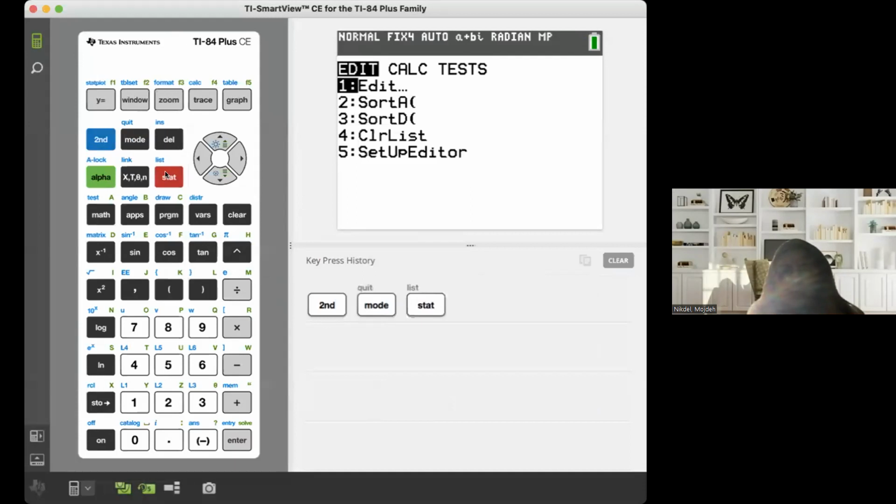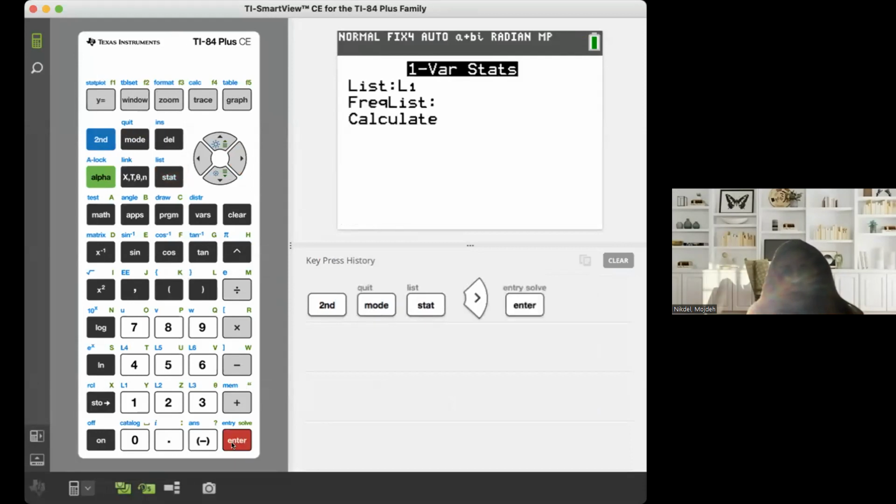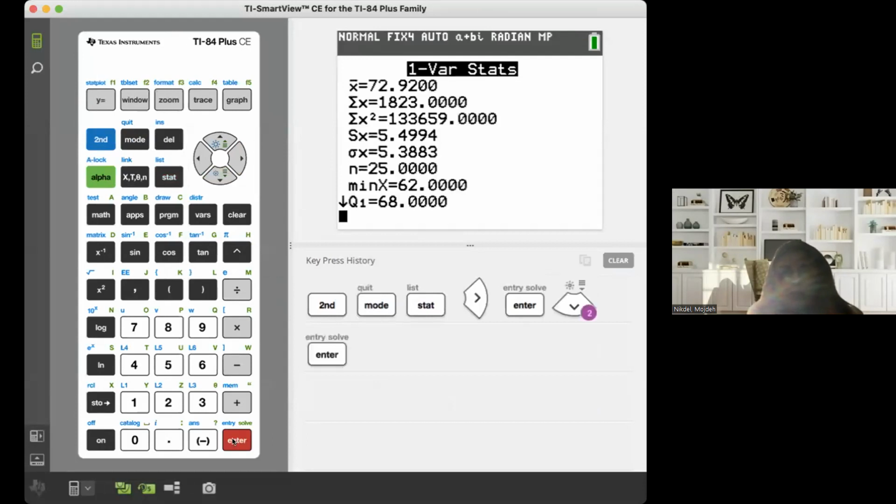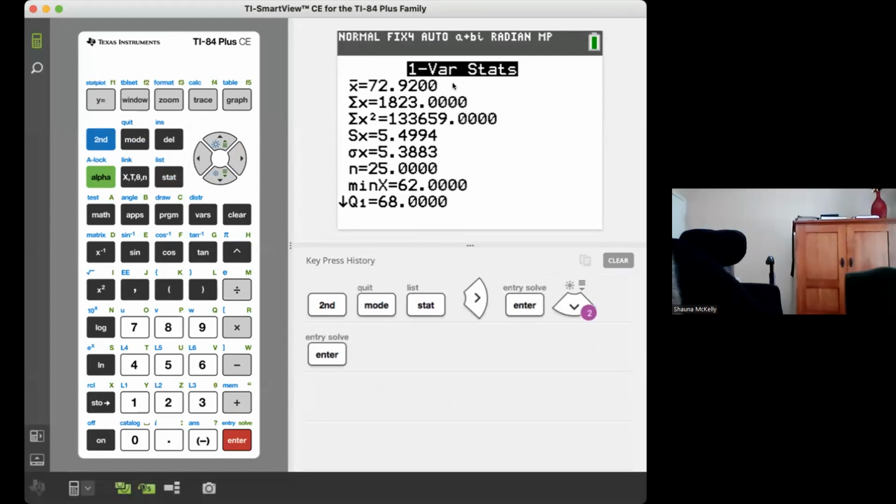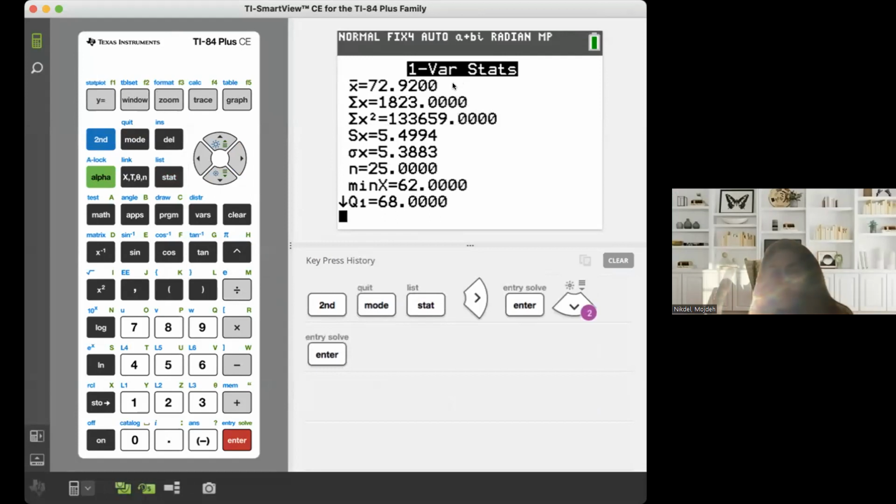Stat, edit. I already entered the raw data in my list. So I go to calculate, 1-Var Stats, and I put list 1. Can you copy these two numbers? Do you have a pencil? Sure, I can do that. 72.92 for X bar sub 1 and N1 is 25.